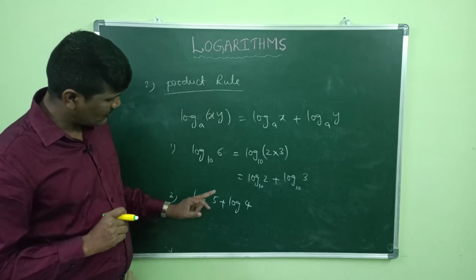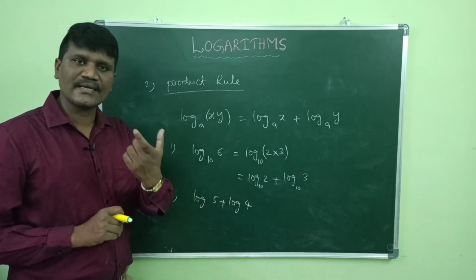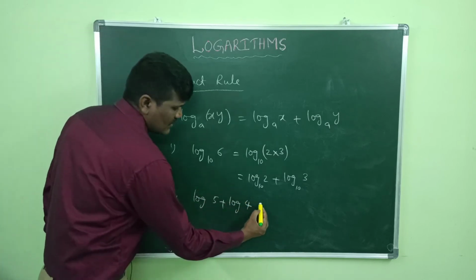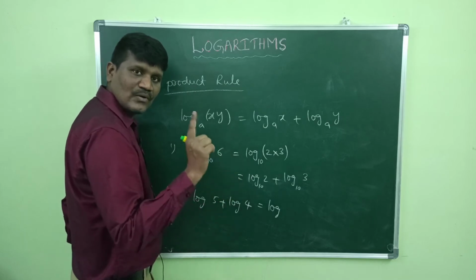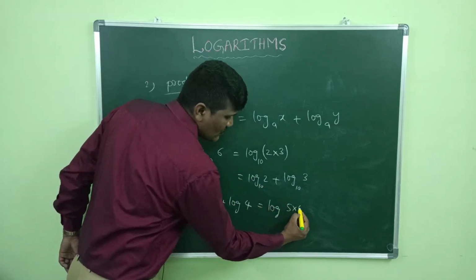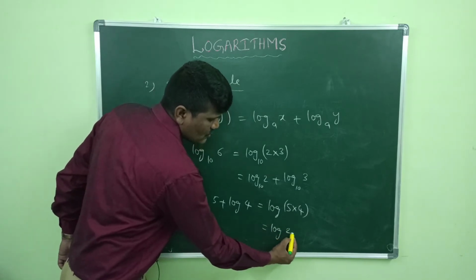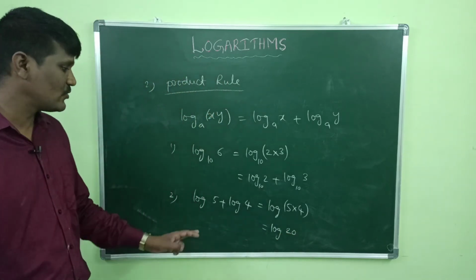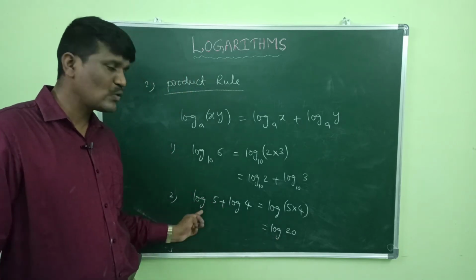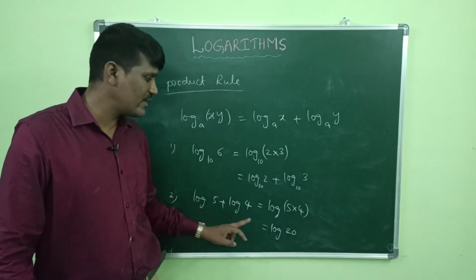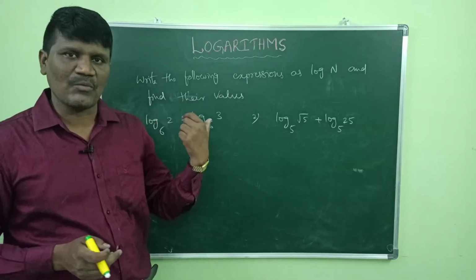So if the question is given like this, log 5 plus log 4, how to write this as a single logarithm? Use log x plus log y is equal to log xy. I can write log 5 into 4, right? So log 20. Log 5 into 4 is log 20. So this is a single logarithm. There were two different logarithms, and I made them into a single logarithm. Okay. So next are the problems.